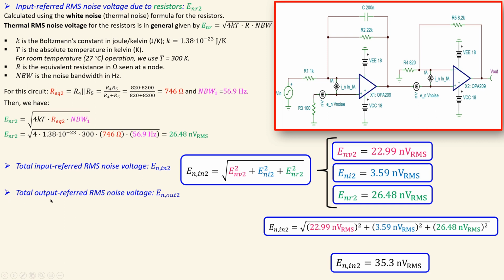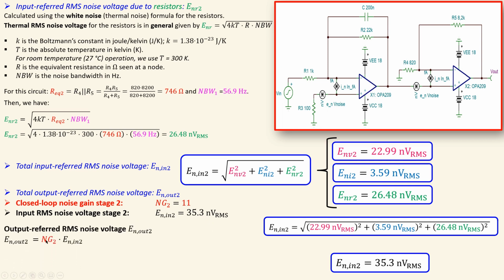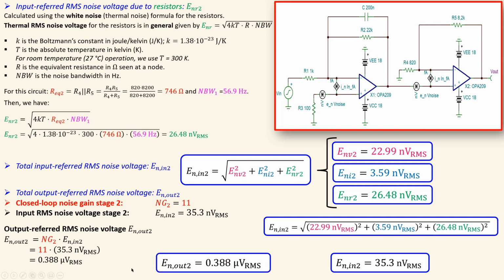Now from here you can calculate the total output referred RMS noise voltage for the second stage. We need for that the closed loop noise gain of the second stage, which is 11, looking from this part, and then of course the input RMS noise voltage of the second stage, which we just calculated, 35.3 nanovolts RMS. Now we can calculate that using the noise gain of the second stage and also the input referred RMS noise voltage of the second stage. Substituting the values, you will get 0.388 microvolts RMS or 388 nanovolts RMS. So this is the result for the second stage.